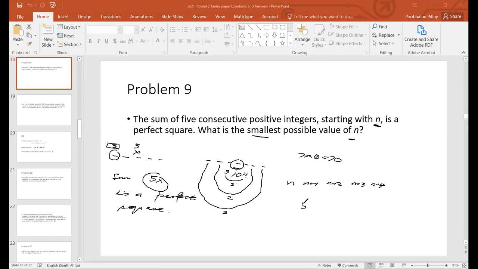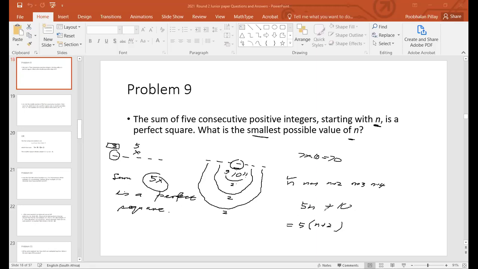You got 5 n's, and then you got 1 plus 2 plus 3 plus 4. So when you add these 5 consecutive numbers, starting with n, you're going to get 5n plus 10. And then they say this is a perfect square. So 5n plus 10 is a perfect square, which is the same as saying that 5 into n plus 2 is a perfect square, right? So this is a perfect square.